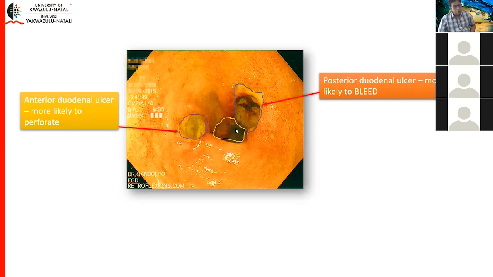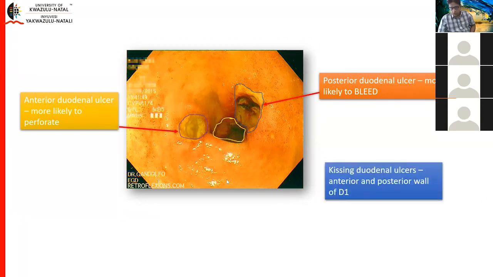Now, this condition is called, anyone? Must have seen it somewhere. No? Right, they're called kissing duodenal ulcers, because they are opposite each other. It's as if the two ulcers are kissing one another, right? And they are usually in the anterior and posterior walls of the first part of the duodenum. Okay.